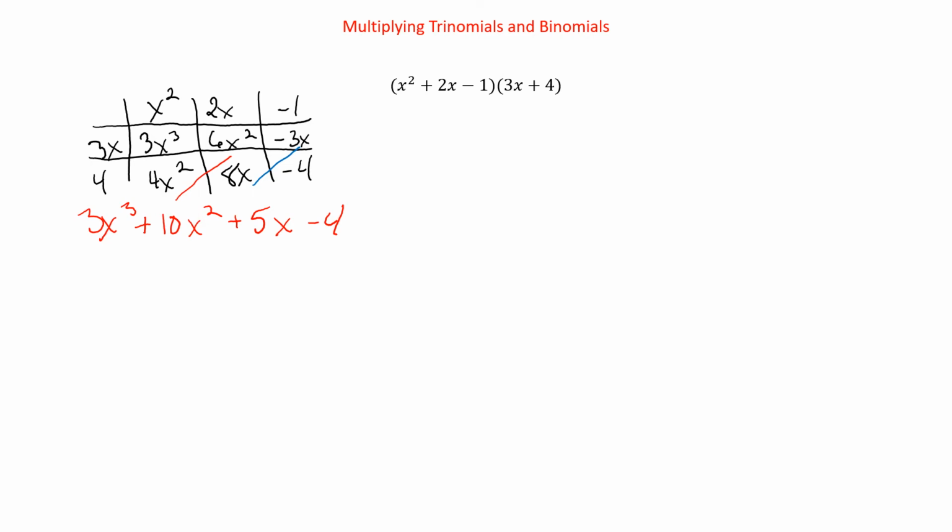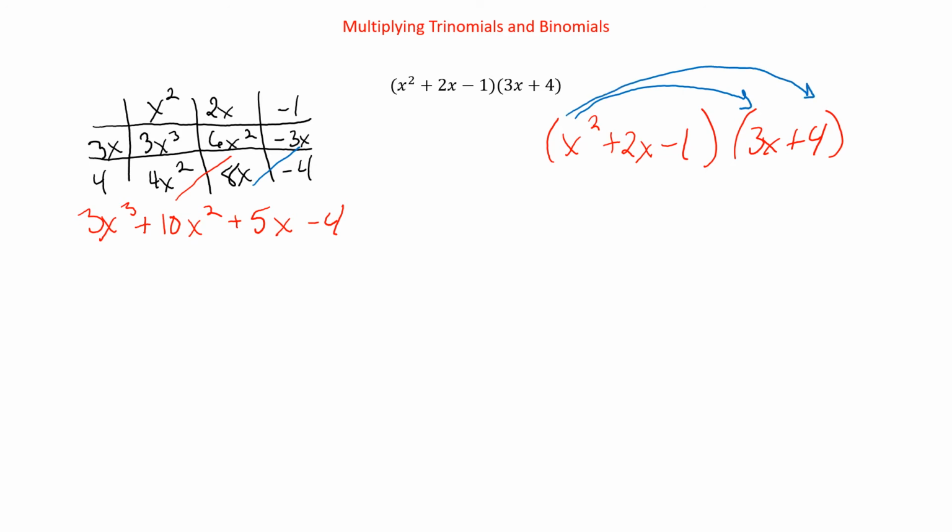We could use distribution. To distribute, x squared plus 2x minus 1, 3x plus 4, we could distribute going either way. From the first to the second or the second to the first, we could actually rearrange them. Generally speaking, I would put the smaller one in front, but for this case, we won't.